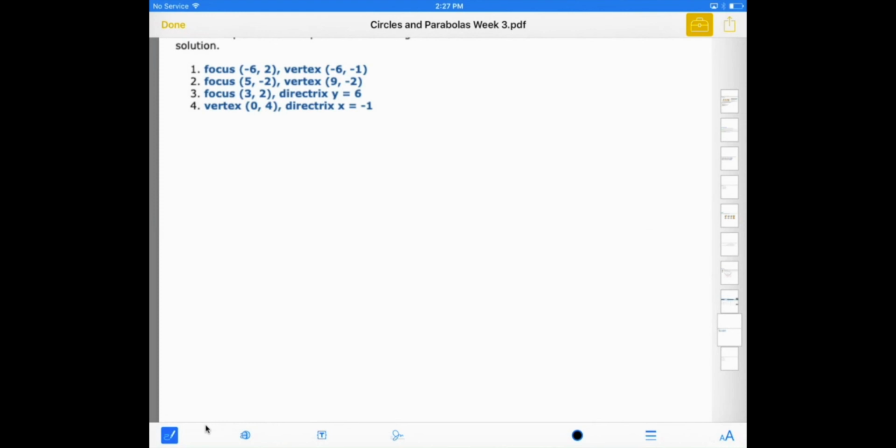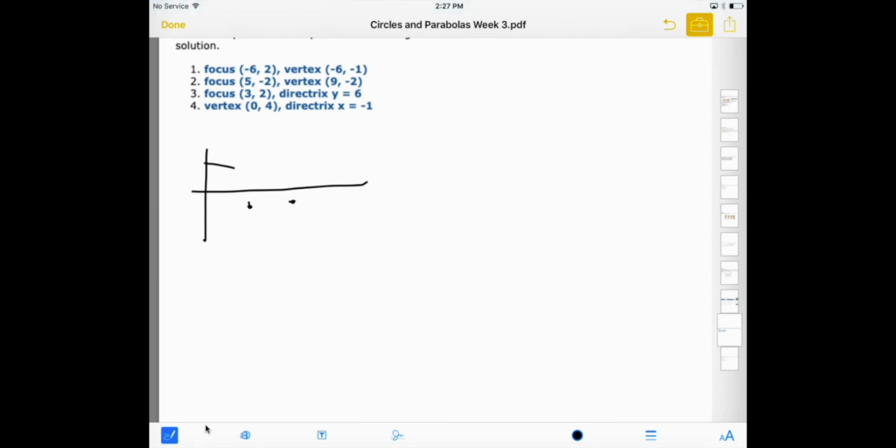Alright, so for question number 2, I'm going to draw this out like I did before. I'm going to make my x-axis a little bit longer to encompass the focus, which is at (5, -2) that I just drew, approximately, and then (9, -2). Remember, your focus is always inside your parabola, so I know this is going to be pointing to the left. Now, what I also know is that they're on the same horizontal plane, but my focus goes from 5 to the vertex, which is 9.